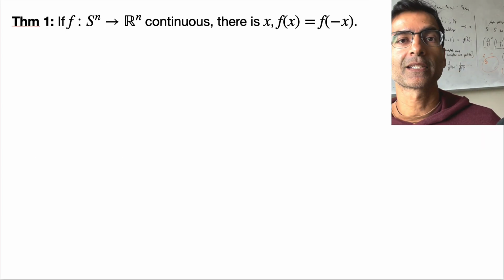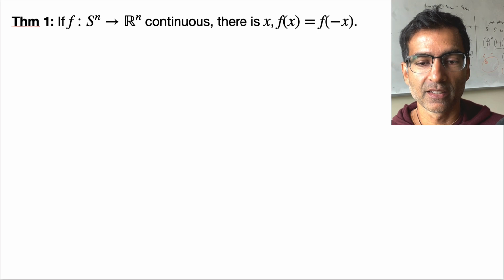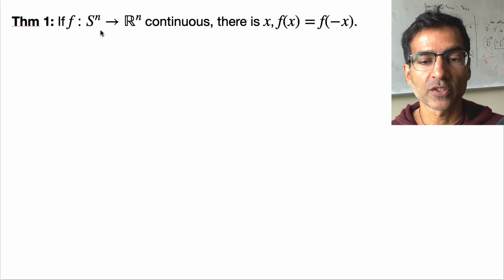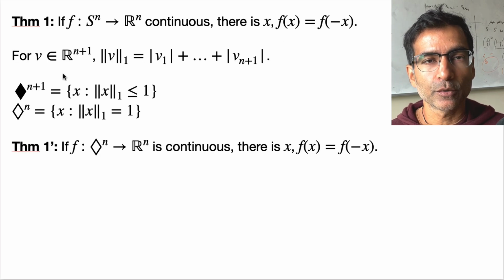So armed with these concepts, let's now turn to trying to prove the Borsuk-Ulam theorem. So recall, this is what we want to prove. We want to show that if you have a map from the n-dimensional sphere to n-dimensional space, then there's some pair of antipodal points that get the same value. Now the first thing I will do is make a little bit of a transformation.